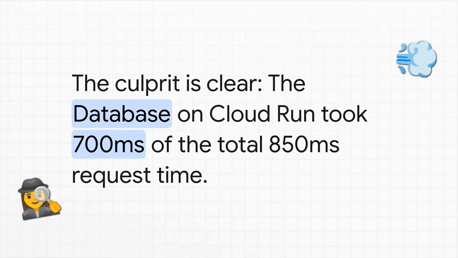And there it is, the smoking gun. It's crystal clear. Our database service, the one running on Cloud Run, is our bottleneck. It ate up a massive 700 milliseconds of the total 850. We know exactly where we need to focus our energy to fix this. Case closed.